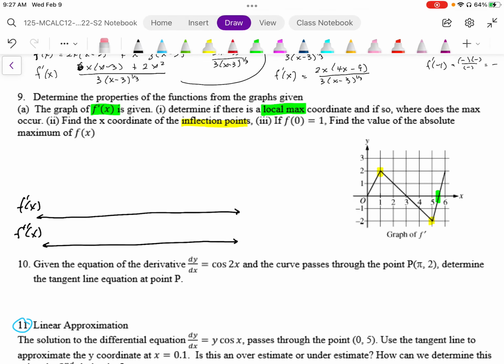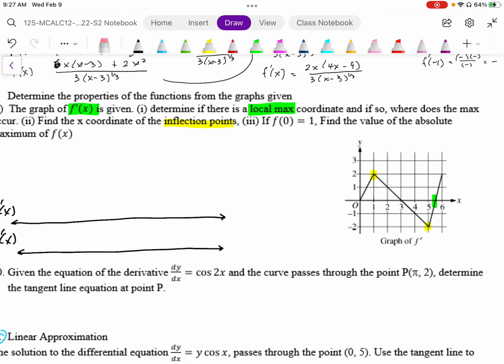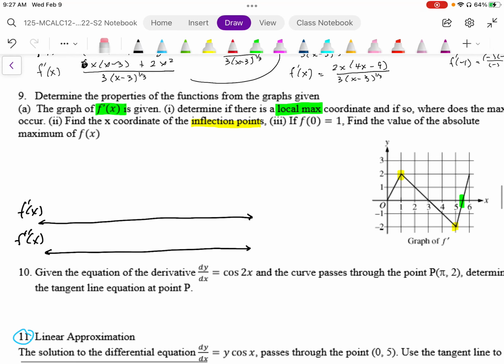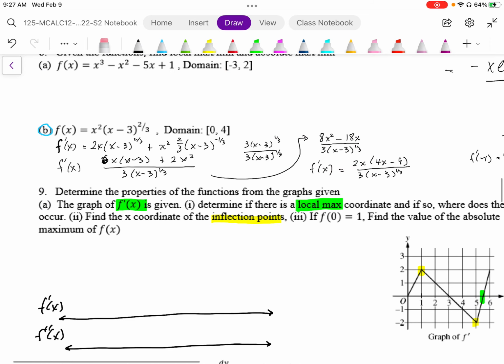In question number 9, we're given the graph of f prime. So this graph is f prime, and we need to find the local max coordinate and find out where it occurs. We also need to find the inflection point, and then thirdly, when we're given f of 0 equals 1, we want to find the actual y value of the maximum. Part 3 is going to involve the fundamental theorem of calculus.